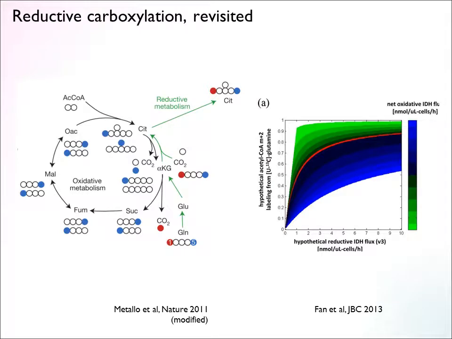And this was pointed out in a follow-up paper by another group where they did some simulations and studied this. And they said that there's actually a wide range of flux possibilities at this reaction that is compatible with the data. And so just by observing the label in citrate, you can't conclusively say that there is a net synthesis along this pathway. So this is an important thing which is still being debated in the literature.